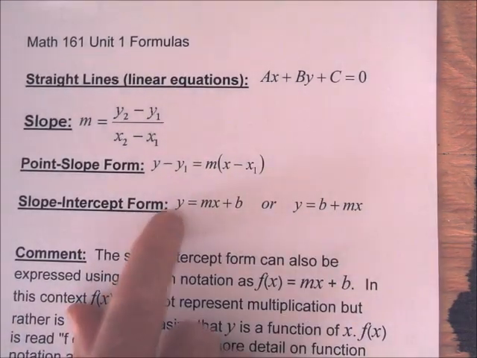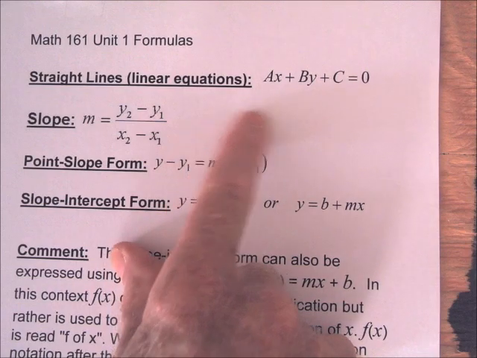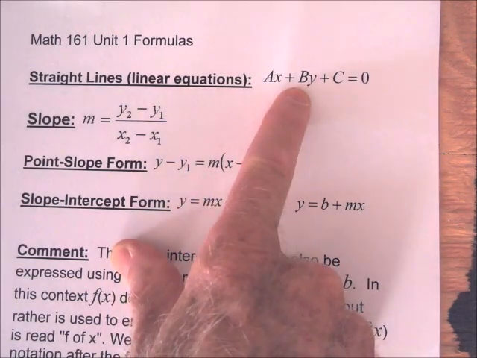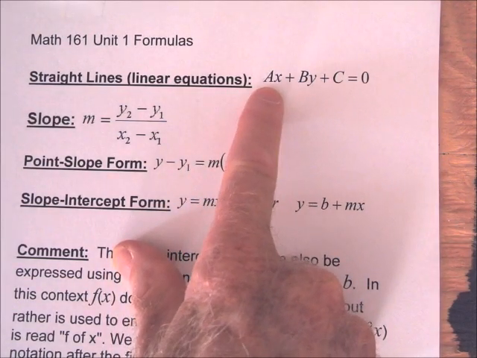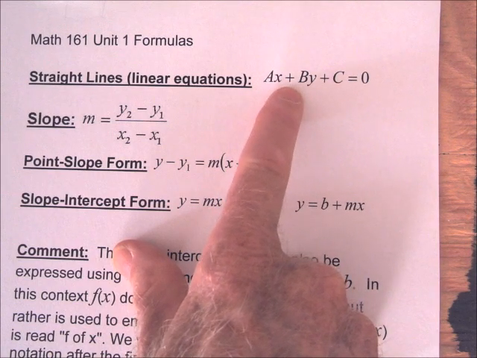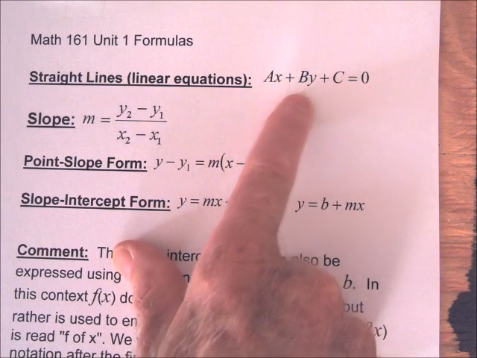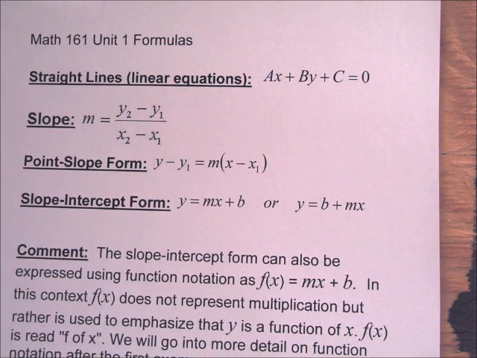For the straight lines, the most general form for a straight line is ax plus by plus c equals 0. X and y are variables. The a, b, and c are constants. So the thing to note here is x and y are both to the first power.